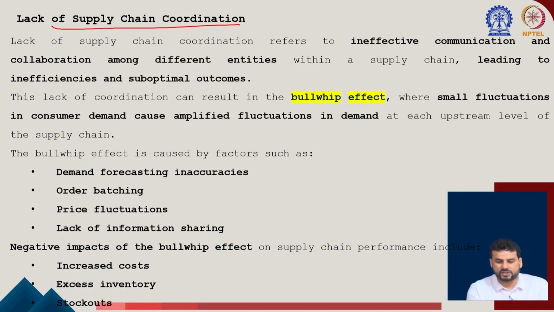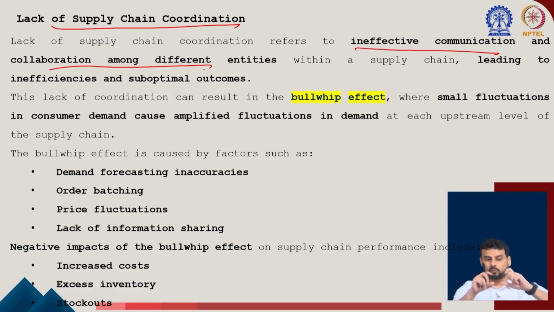Lack of supply chain coordination, and why is it there? Because there is no pure communication. The collaboration among different entities, that line of communication is not connecting through all. So that means the information I was talking about, which should be shared throughout the network, is not that transparent, and that leads to inefficiencies and suboptimal outcomes.